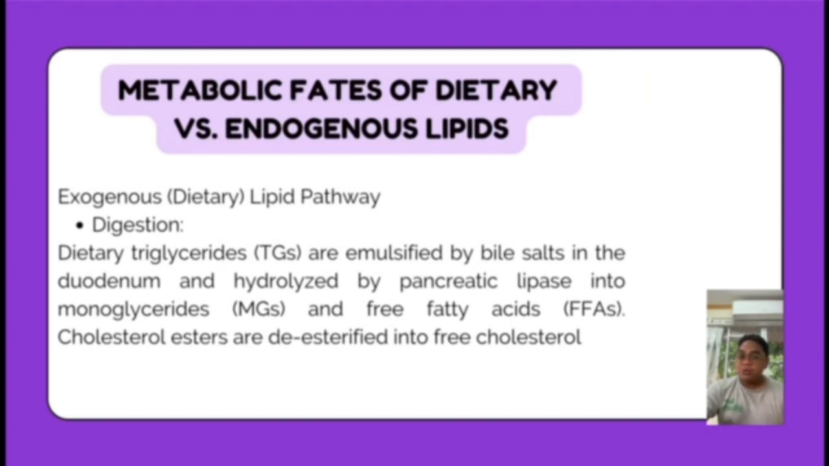First, the exogenous or dietary lipid pathway. The first step is digestion. Dietary triglycerides or TGs are emulsified by the bile salts in the duodenum and hydrolyzed by pancreatic lipase into monoglycerides or MGs and free fatty acids or FFAs. Cholesterol esters are hydrolyzed into free cholesterol.